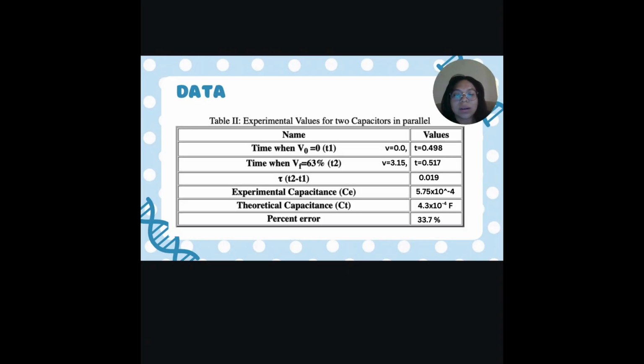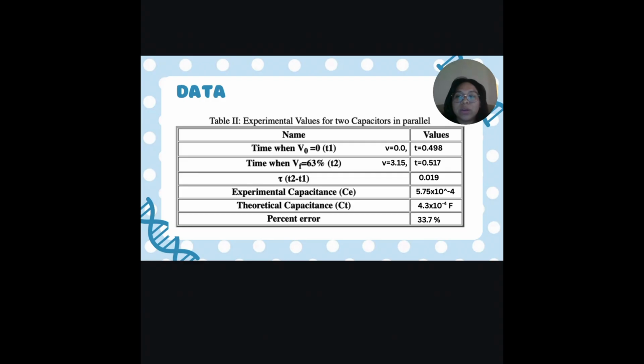So this is our step 2 table. Our table 2, which is the experimental values for 2 capacitors in parallel. Of course, for step 2, we did connect both capacitors in parallel and then in series with one of the resistors. With the voltage sensor across the junction of the capacitors, we were able to plot the points again and then get our information. So for voltage at 0, our time was 0.498. For our voltage at 63%, which is voltage 3.15, our time was 0.517.